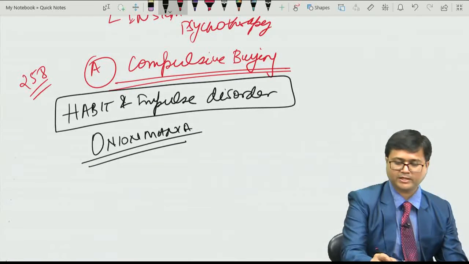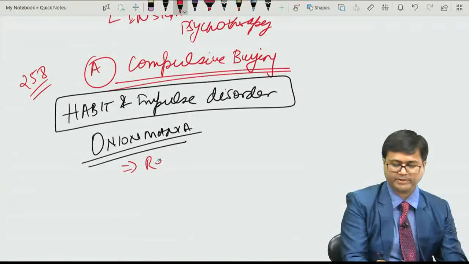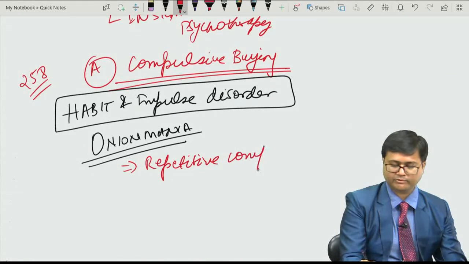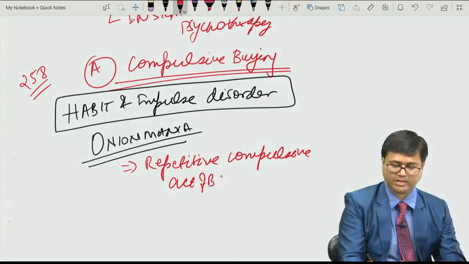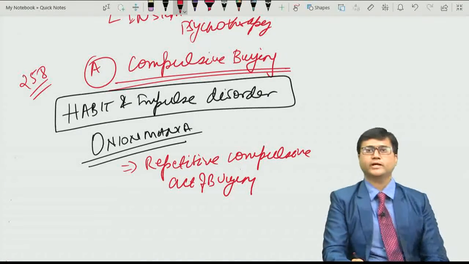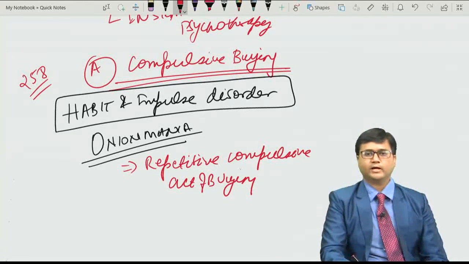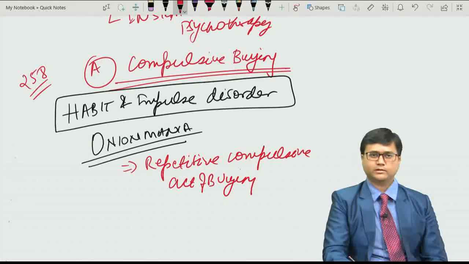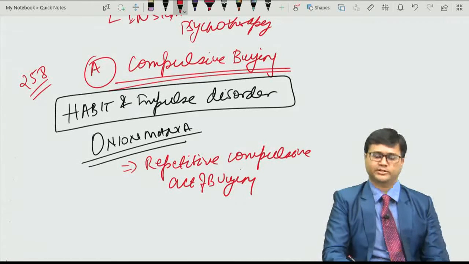It is characterized by repetitive compulsive act of buying. Although the things which the person has bought may not have any value, they are bought because of some urge to buy the thing.